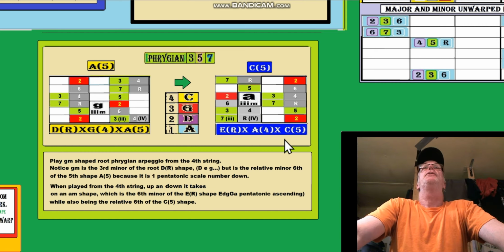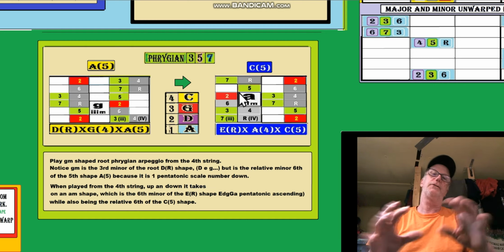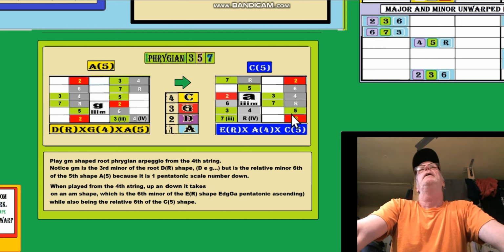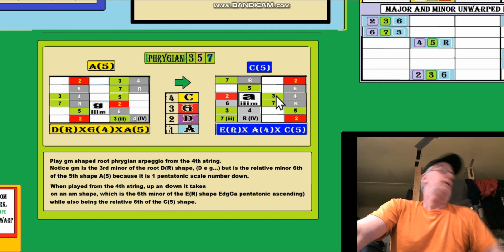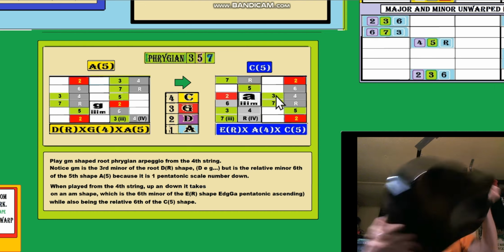Alright, so when we start this A-shaped pentatonic, which encompasses or includes the Phrygian minor scale in this case, this is all the way it's arranged. Then we play that from the 4th string up, like that, and play it up in an A shape. Okay, so it's just like play the A shape from the 4th string.